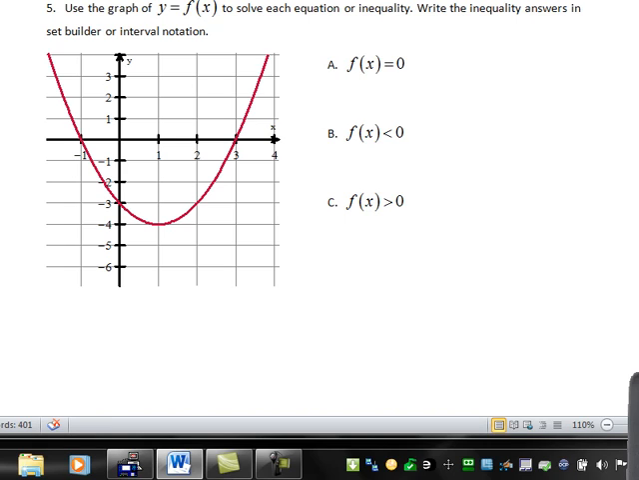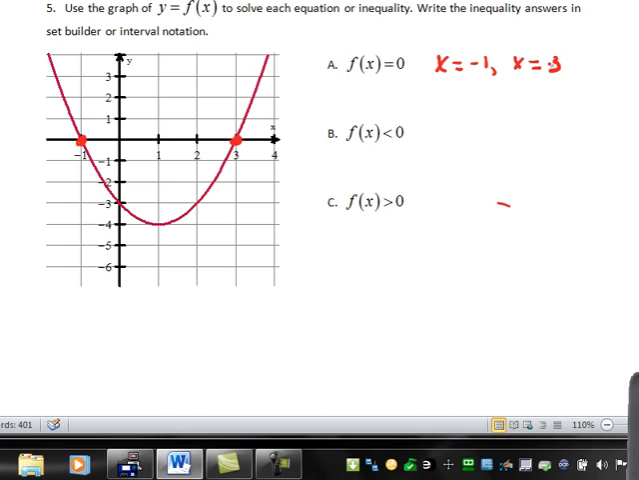This is one of the most missed ones. Use the graph to solve each equation or inequality. Right? The inequality answers are entered in set builder or interval notation. Okay. So where is f of x equal to 0? So here's our function. This graph equals 0 right here and here, at negative 1 and 3. So we'll say x equals -1, comma, x equals 3.